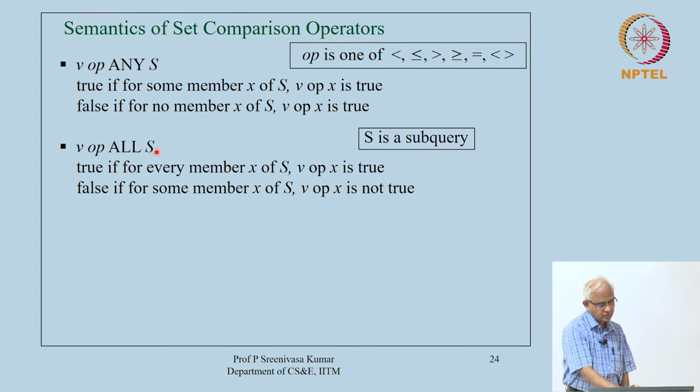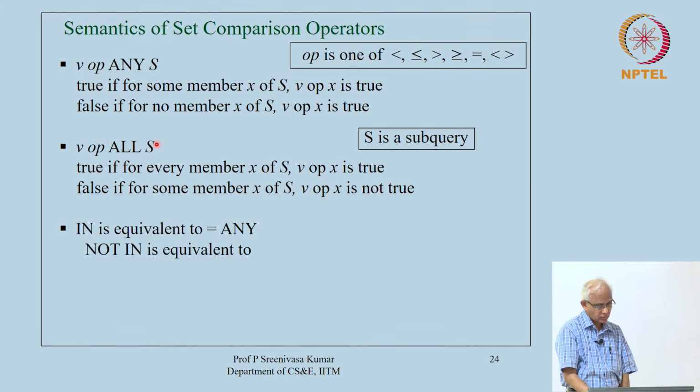V op all S is true if for every member x of S, every tuple x of S, V op x is true, where op is one of these operators. False if for some member x, V op x is not true. So, that is the general meaning of these set comparison operators. And you can see, in a couple of slides back, we have used in, but that in is actually a short form for equal to any. So, instead of writing equal to any, we will write in.